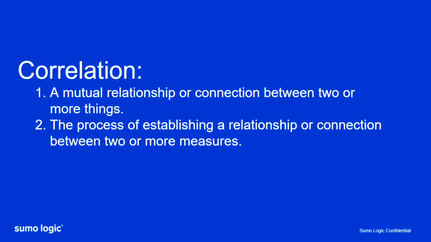So what is correlation? To level set with everyone and define correlation, it's a mutual relationship or connection between 2 or more things. If we state that differently, this is a process of establishing a relationship or connection between 2 or more measures. To put that into context, relating that to the world of logs, we're trying to take things like OS logs and correlate that to maybe our endpoint protection logs, or maybe we're trying to correlate an IP address that's been flagged by our firewall to some other set of logs that's going to give us some additional insight.